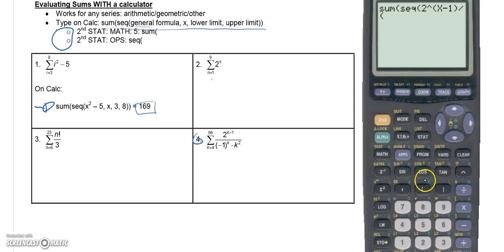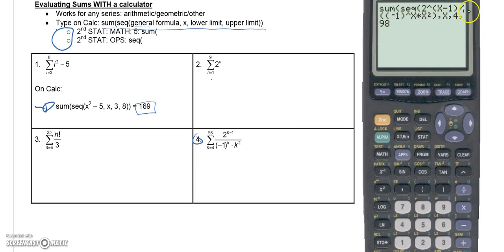Divided by, and then I want this whole denominator in parentheses. Okay, so whole denominator in parentheses. But I also want this -1 in a parenthesis of its own, because I want to make sure that negative is included with the exponent, times x squared, close the parenthesis. Okay, comma. Then we want the variable is x. My bottom index number is 4, top index number 98.